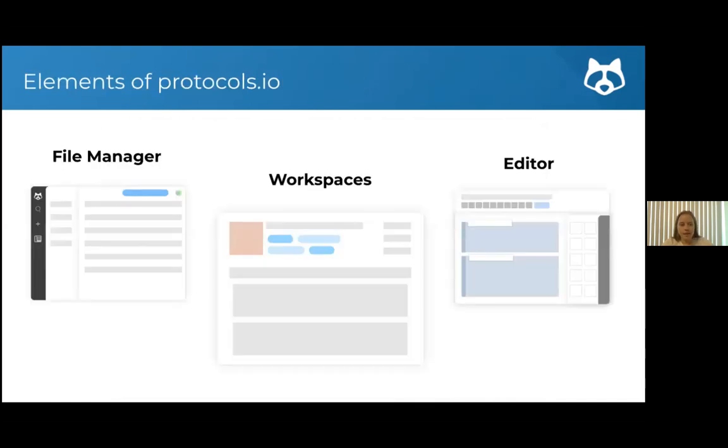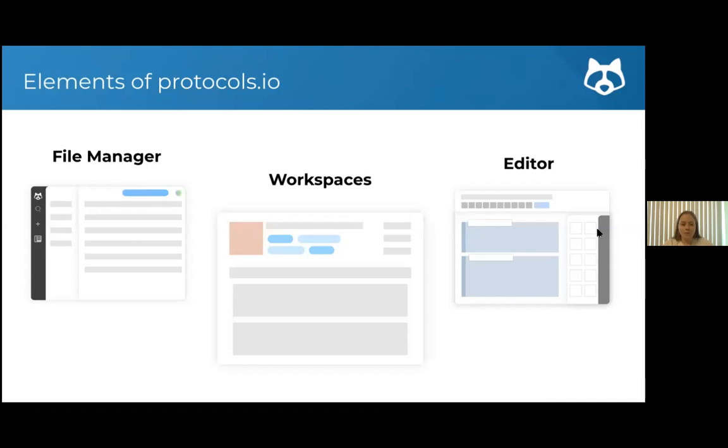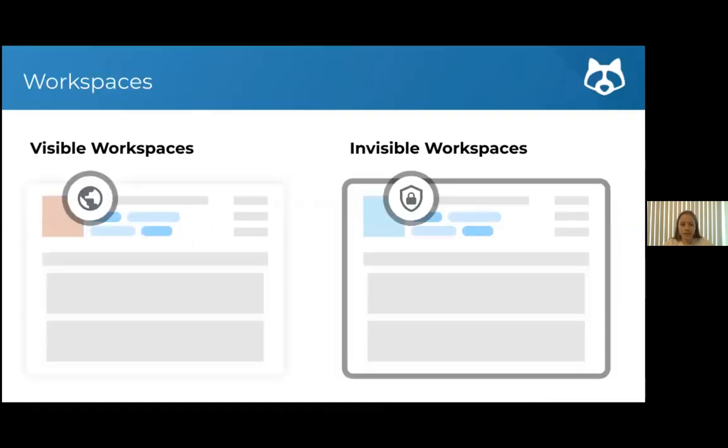And the three key elements of the protocols.io platform are our file manager and workspaces. And the third one is our editor. Now I will just go quickly through all of these three elements to show you a little bit more about what they look like. And we'll get started with workspaces.